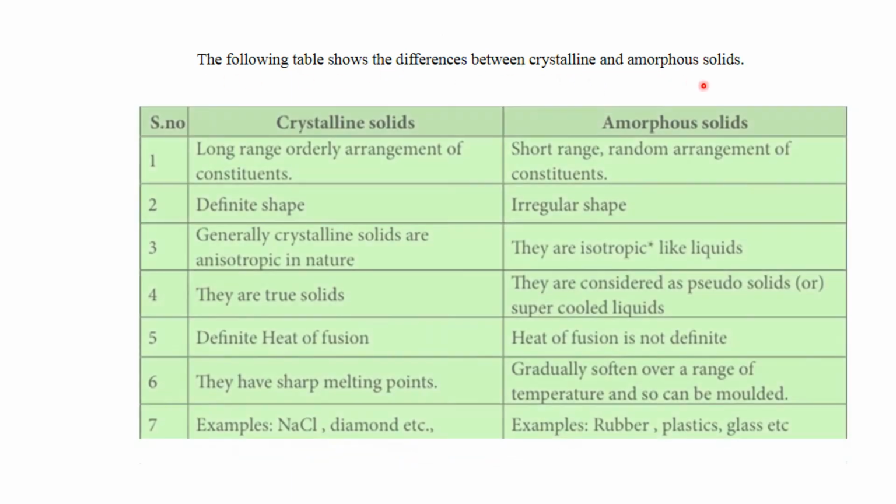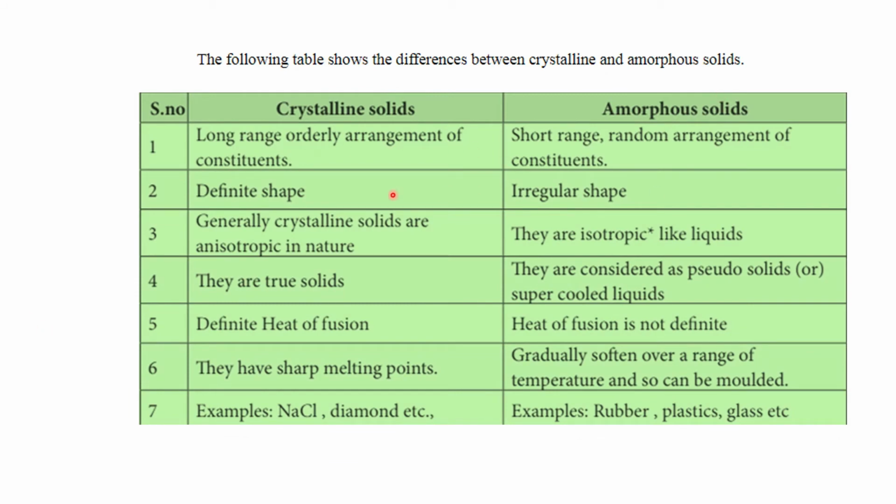And now the following table shows the differences between crystalline and amorphous solids. This is the difference between a crystalline solid and an amorphous solid: long range order and short range order. Crystalline solids have long range order and a definite shape. Amorphous solids have short range order and an irregular shape.